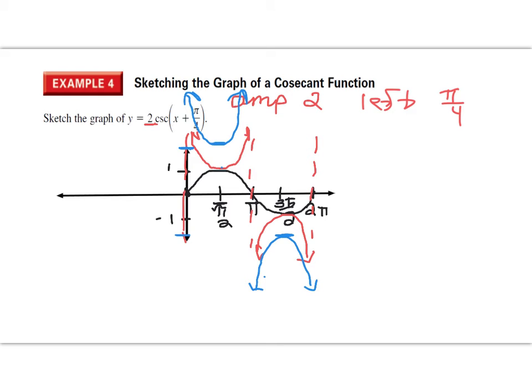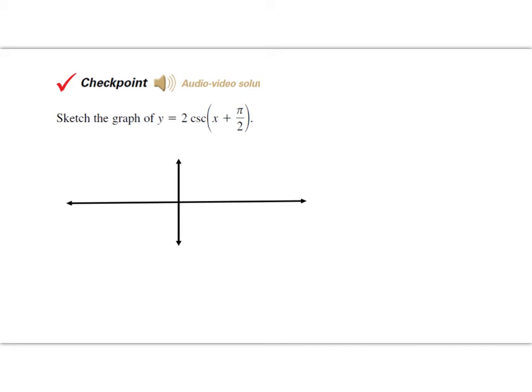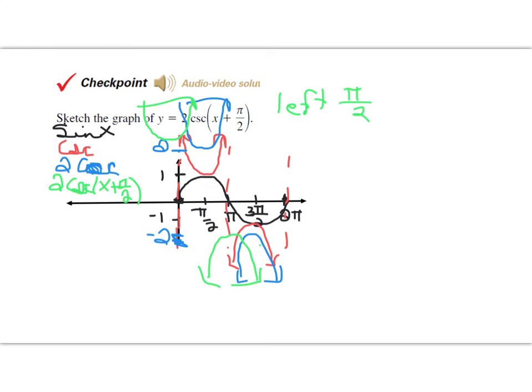Now all we have to do is take it over pi over 4. So just take everything over pi over 4, even your asymptotes. So it's going to look something like this. Your asymptote is going to be pi over 4, and all you're doing is just moving everything over pi over 4. Okay, so go ahead and pause and I will graph this one for you. And then you can come back on and see if you got it right. Okay, here's the answer. Everything was shifted to the left, pi over 2.